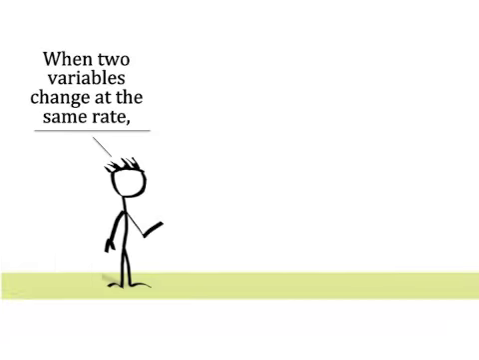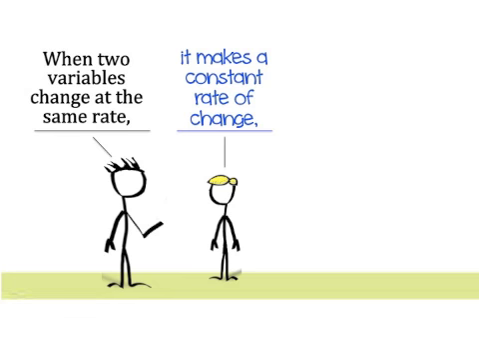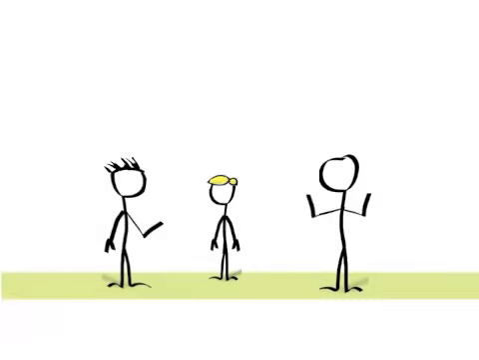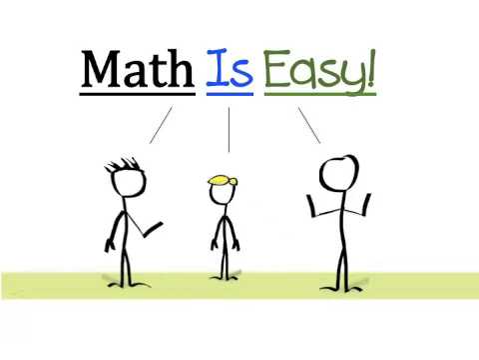Okay, let's review. When two variables change at the same rate, it makes a constant rate of change, and the variables have a linear relationship. And remember, math is easy.